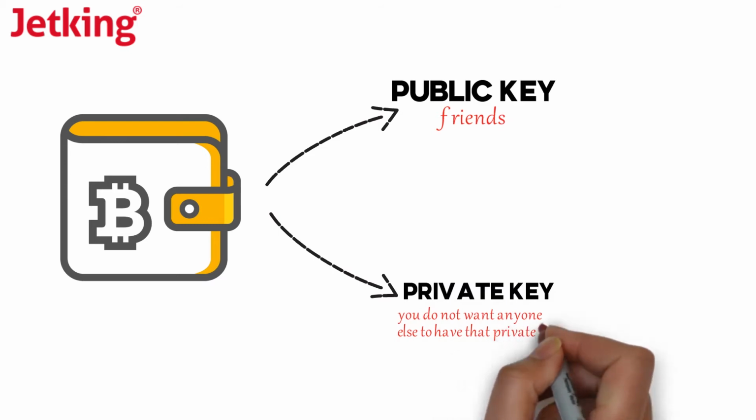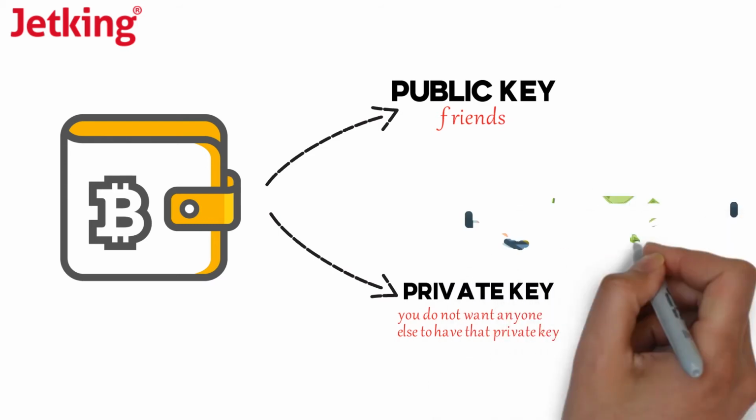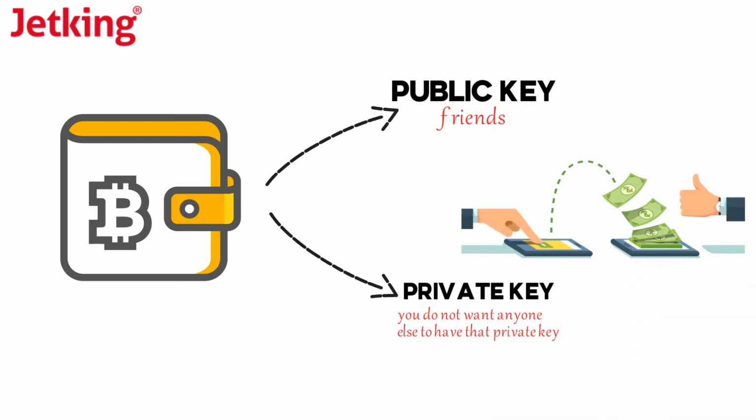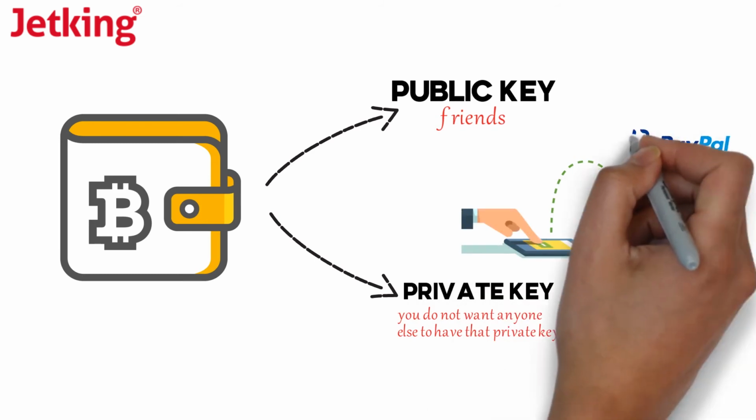Think about it like this. Your public key is actually also your address. Anyone with your public wallet address can send you money, just like if they had your PayPal email.